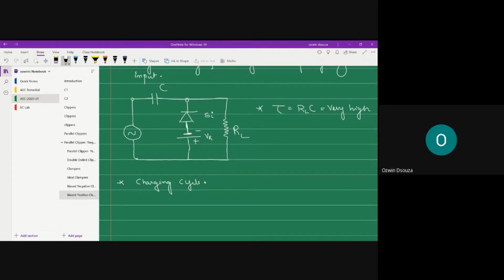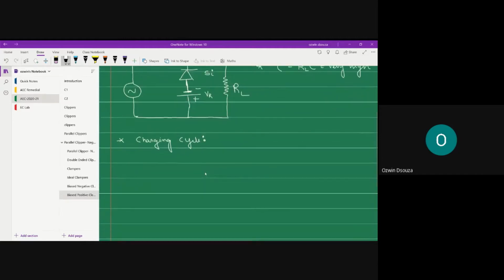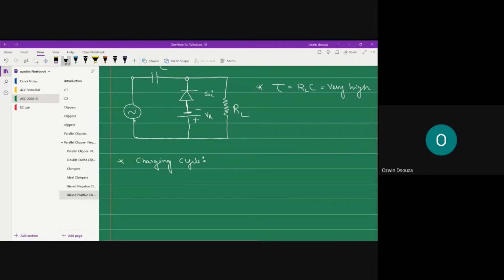It is pretty easy to identify the charging cycle. What you have to do is identify the half cycle which is going to forward bias the diode. If the diode gets forward biased, the capacitor is going to get charged. The diode gets forward biased in this direction, in the anti-clockwise direction. Now, in order to have the current flow in the anti-clockwise direction, you must consider the negative half cycle of the input.